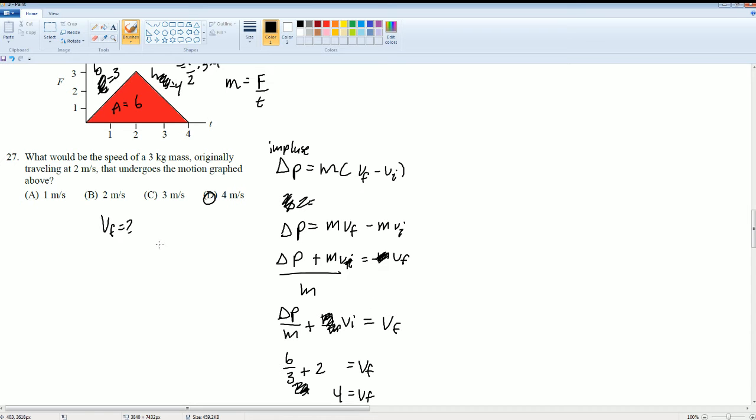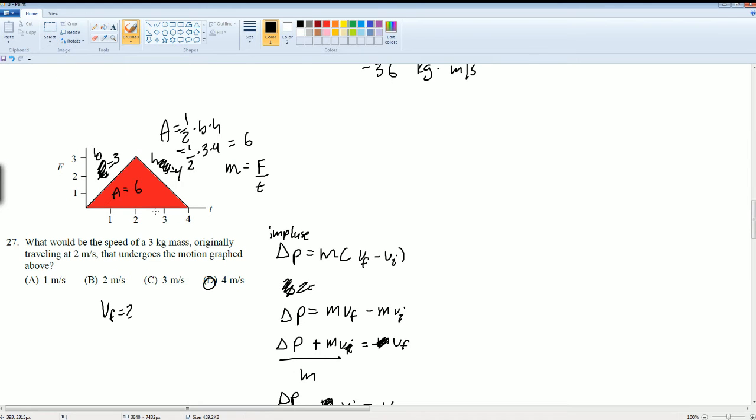A couple of things to ask when approaching this: you're looking for VF, and this is your force and time. You would have to find the area here, because some of you are not understanding that delta P is also equal to your force times your time. That's how I got the area here. So you could also say this is equal to the area of the force and time graph.